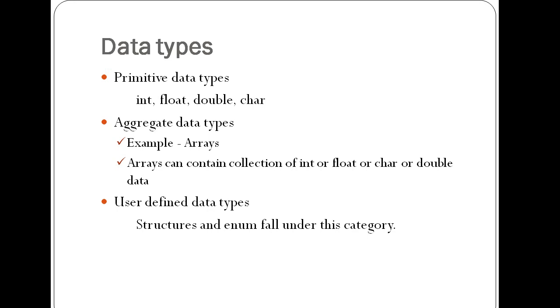There are three categories of data type. One is primitive data type, aggregate data type, and user defined data type. Now let's see the example for primitive data type. Let's consider one variable of integer data type. In the hands-on session, I am going to explain what the size of the integer data type is, like if you create one variable of integer data type, how much memory it will be occupying in the system.